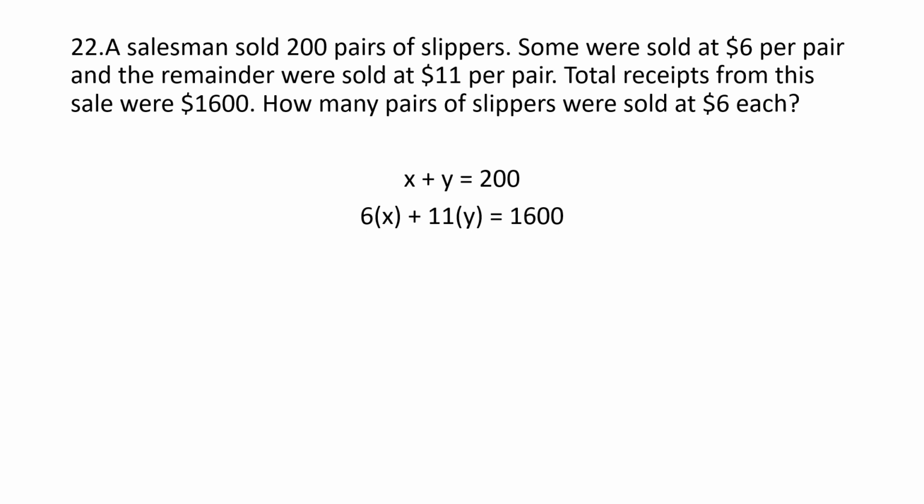Now pay attention to this one because all it's asking for is the amount of $6. So all I need to solve for is X. So if I was going to be the one solving this, I would multiply my top equation by -11. And that would cancel out my Y's and then just solve for X.